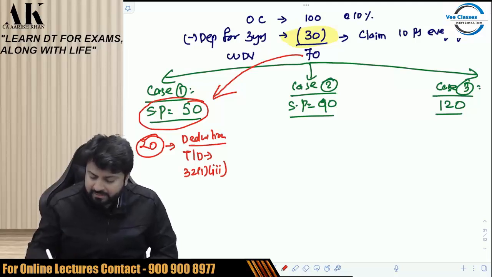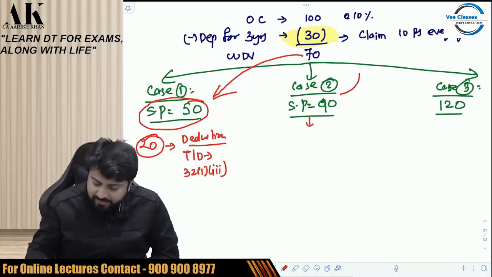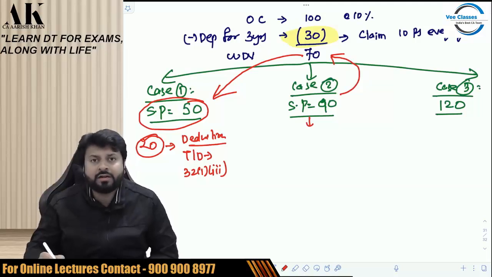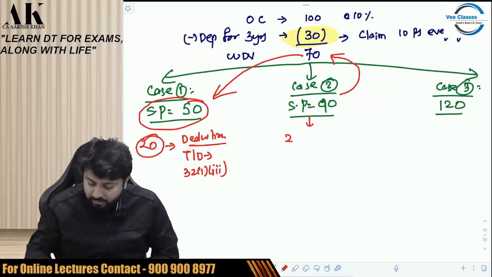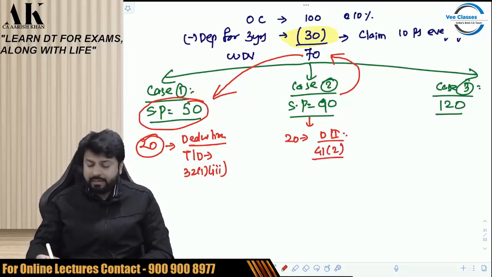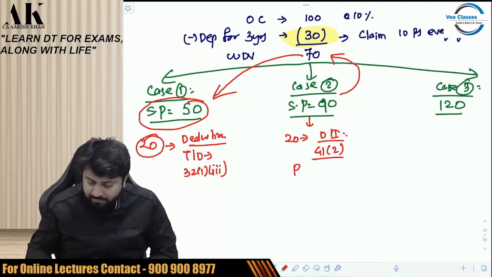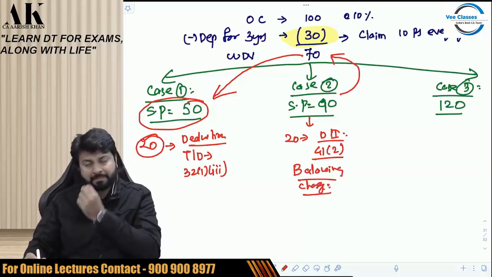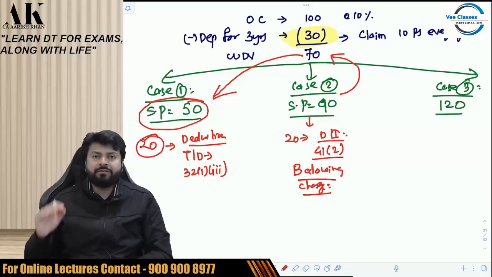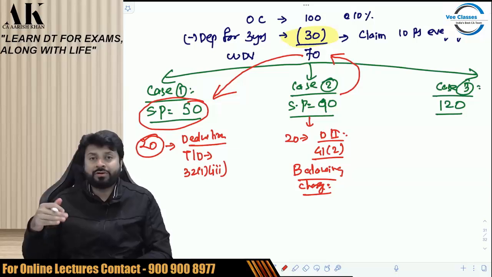Sir, what if I sell for 90 rupees? If you sell for 90 rupees, it means you are selling for more than the WDV. Then 20 rupees will be deemed income under 41(2). And this deemed income is also known by a technical name, a balancing charge. Whatever benefit you have taken earlier, reverse that, because you sell for more than WDV.